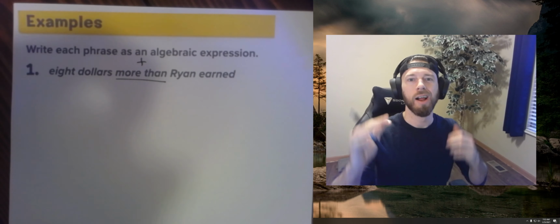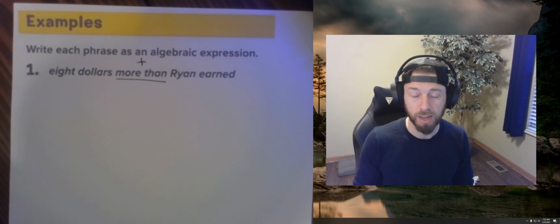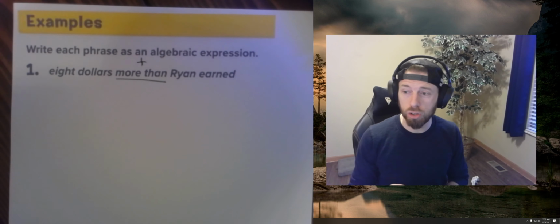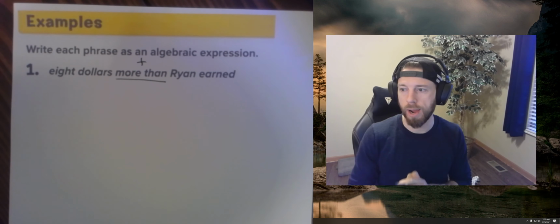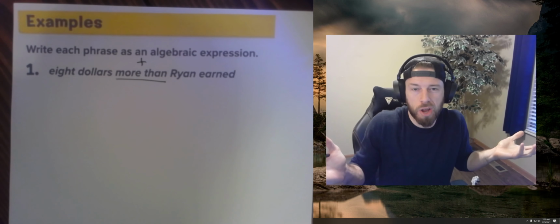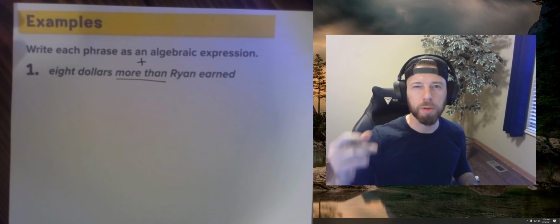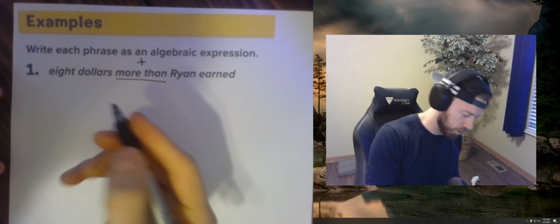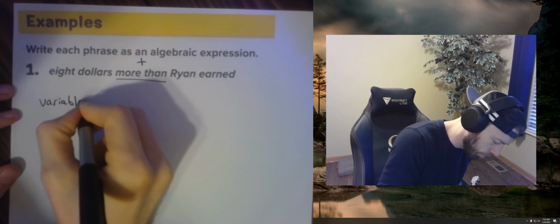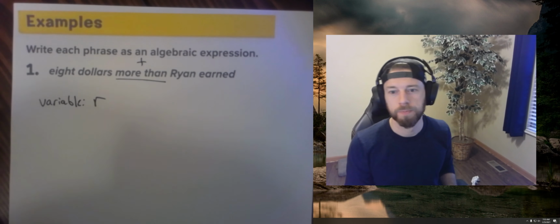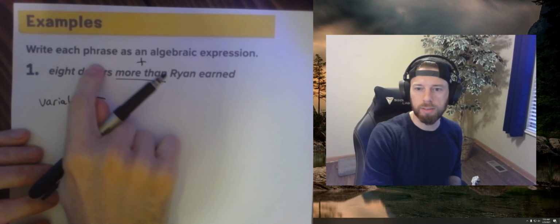And this is where algebraic expressions come in. We don't know how much Ryan earned, and that's okay. But what we need to do is something called defining a variable. In order to say how much Ryan earned that we don't know, we need to pick a letter. My letter for this will probably be R for what Ryan earned. So I'm going to write this down. My variable is R.